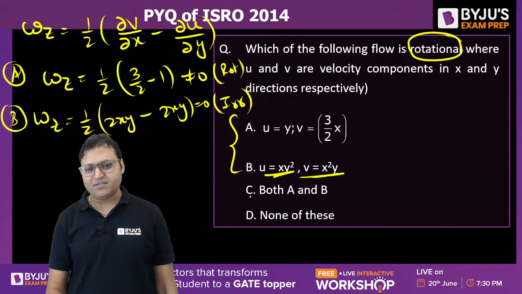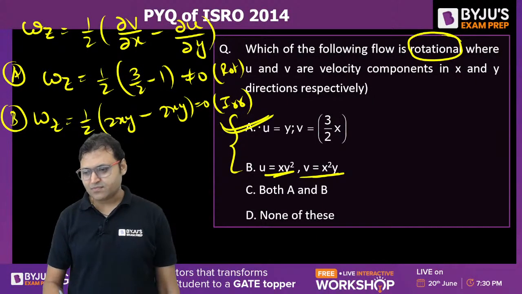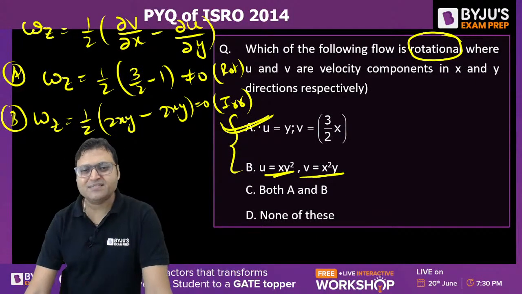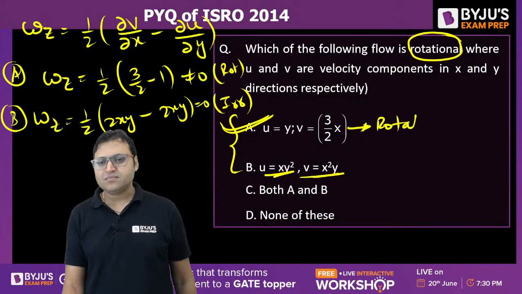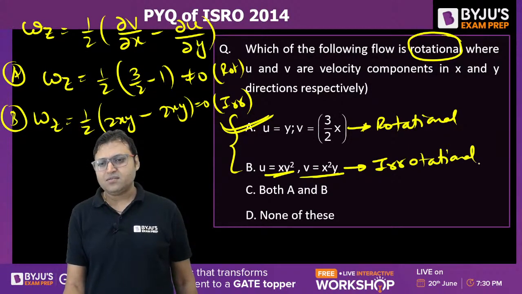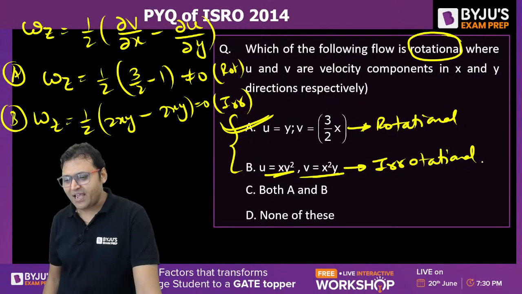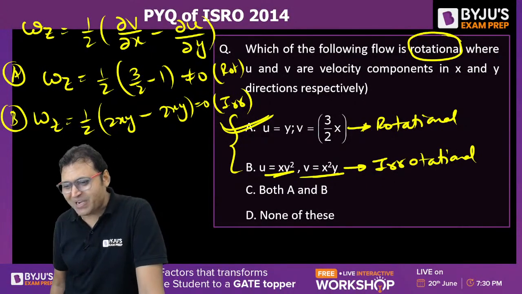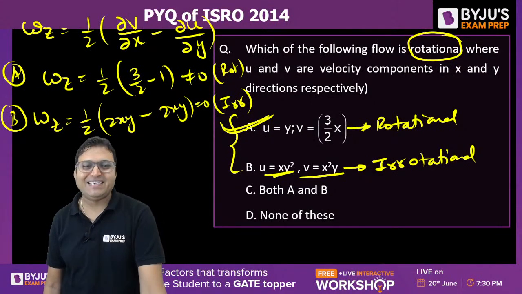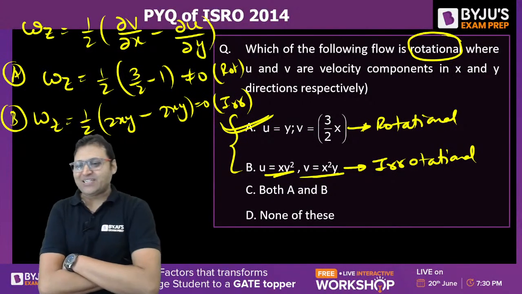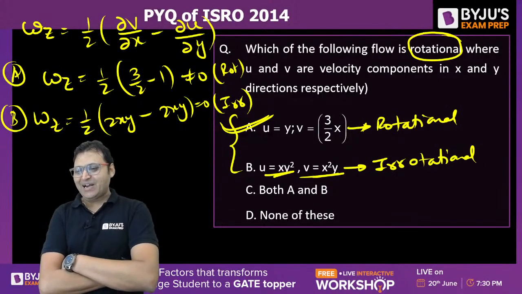A is rotational. B is irrotational, A is rotational. The question is about rotational flow. So option A is the right answer, not B, isn't it? The question is about finding the rotational flow.